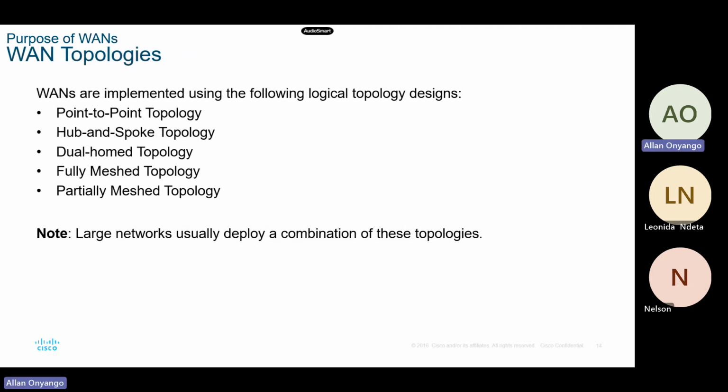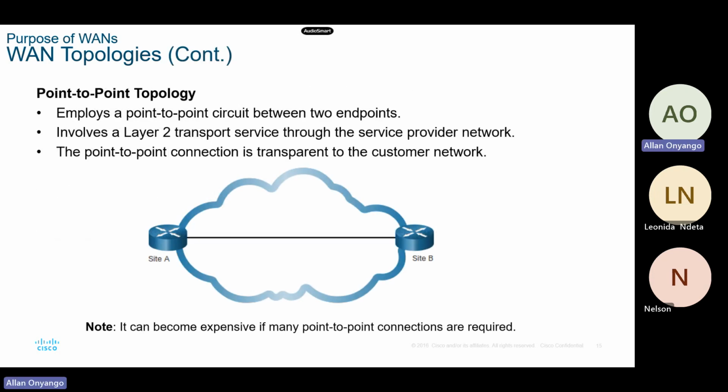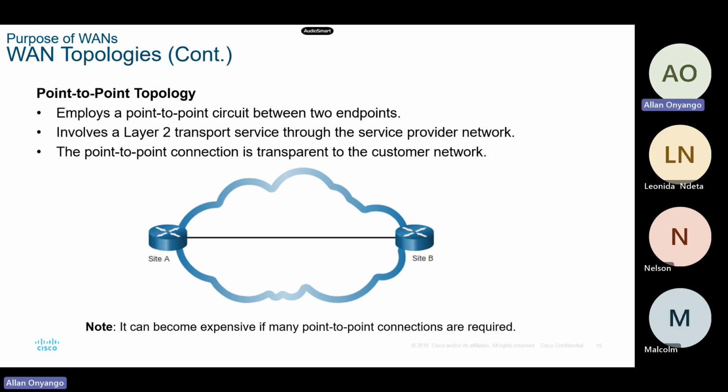Now, WAN comes with different topologies, and so we have, of course, the point-to-point topology. We have a hub-and-spoke topology. We have a dual-homed topology. We have a fully meshed topology, and we have a partially meshed topology. So we want to look at them one by one. A point-to-point topology basically employs a circuit between two endpoints, that is, between two routers found in different locations. Okay. So the point-to-point connection is normally very transparent to the customer network. The customer is never aware of that. So two sites, like two routers found in different locations, and they are connected, you see a point-to-point connection.